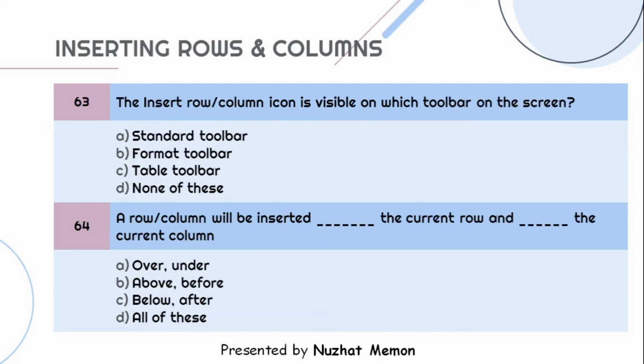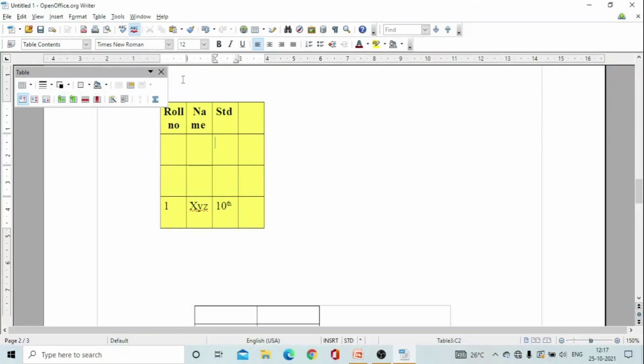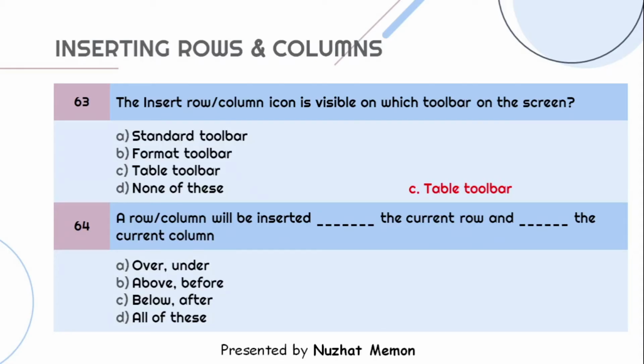Next 63, the insert row or column icon is visible on which toolbar? On the screen, it is visible on the table toolbar. You can see here, this is known as table toolbar, and here are the icons of inserting column and inserting row, and here is a delete row and delete column option also, and here we have split cells and this is merge cells. 64, a row or column will be inserted dash the current row and dash the current column. So it will be inserted below or after.